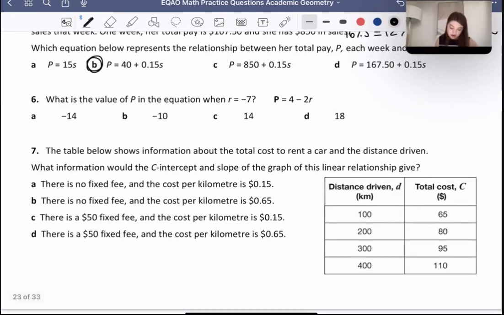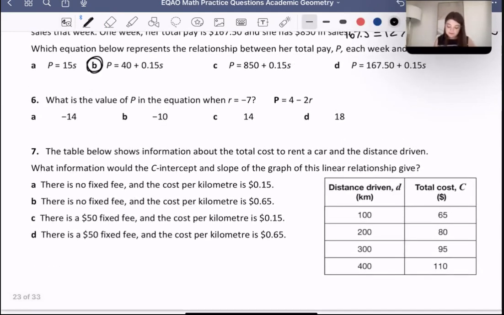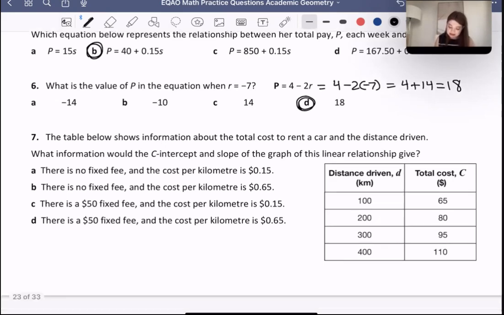All right, number 6, what is the value of P in the equation when R is -7? So if R is -7, we have 4 minus 2 times -7, which is equal to 4 plus 14, which is equal to 18. So therefore, D, 18, is the answer.